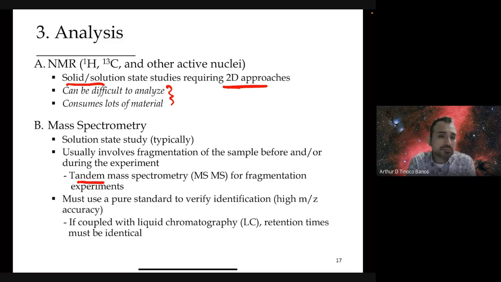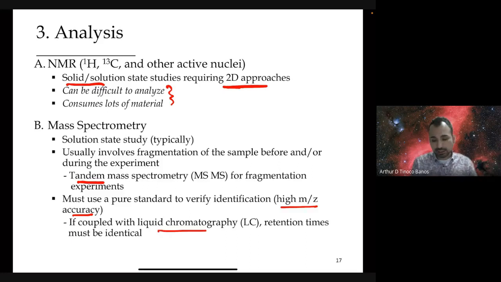And so oftentimes you must use a pure standard to verify identification, but not always, okay? A pure standard, if it's even available, and high mass-to-charge accuracy. So why mass to charge? Well, because mass spectrometry will typically measure things that are charged. So you're measuring ions, and the way it reports the data, it reports the mass of whatever species divided by its charge.